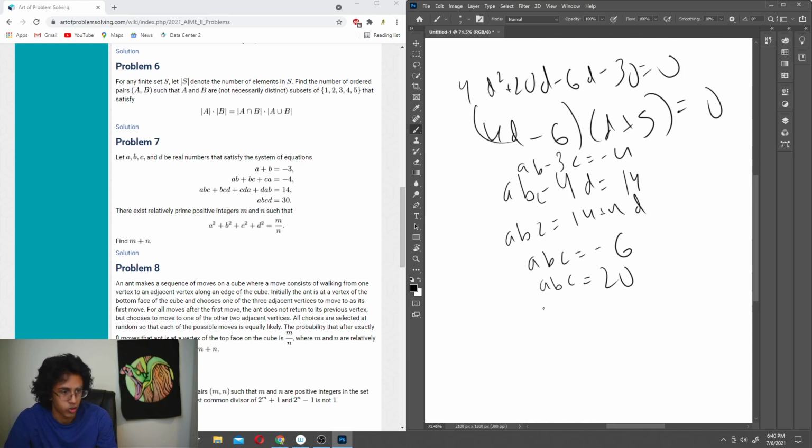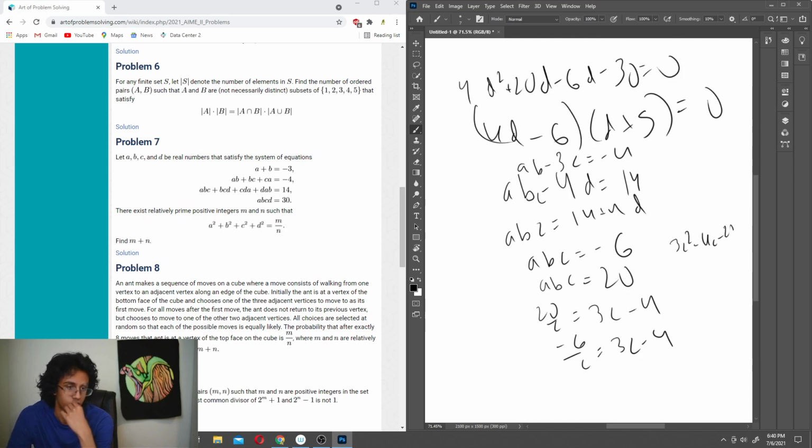So you either have 20 over C is equal to 3C minus 4, or negative 6 over C is equal to 3C minus 4. Oh yeah, I was just doing it wrong the first time. So 3C squared minus 4C minus 20 equals 0. Okay, that should be a little better.